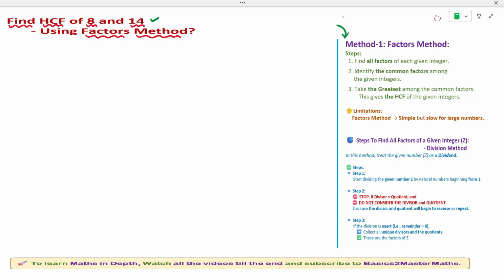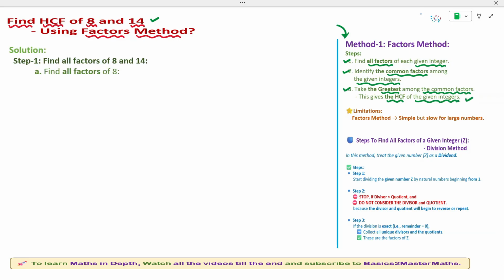Before solving the problem, let us go through the steps. Step 1. Find all factors of each given integer. Step 2. Identify the common factors among the given integers. Step 3. Take the greatest among the common factors. This gives the HCF of the given integers. Got it? Let us apply these steps to solve this problem.